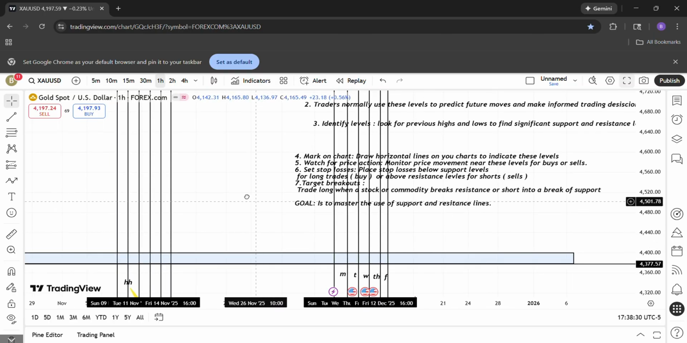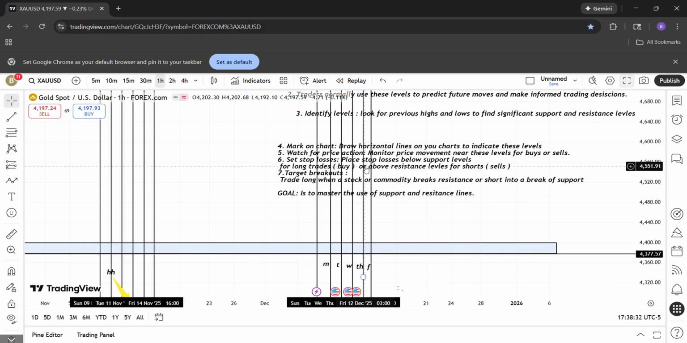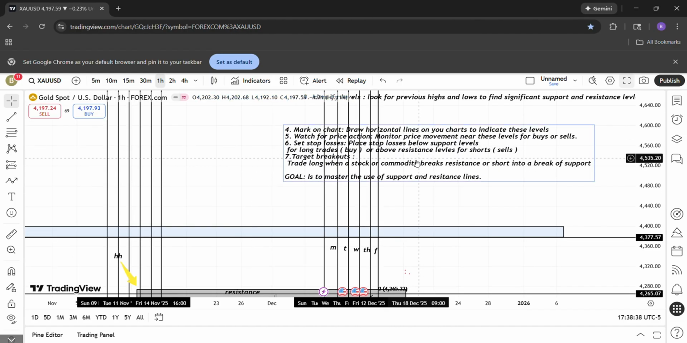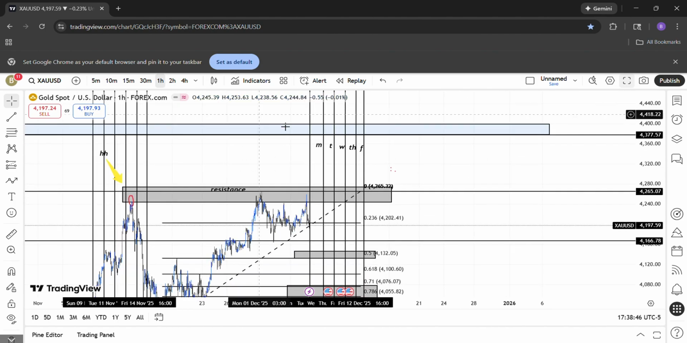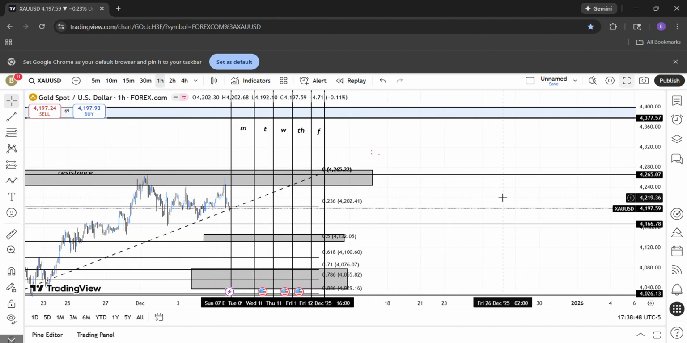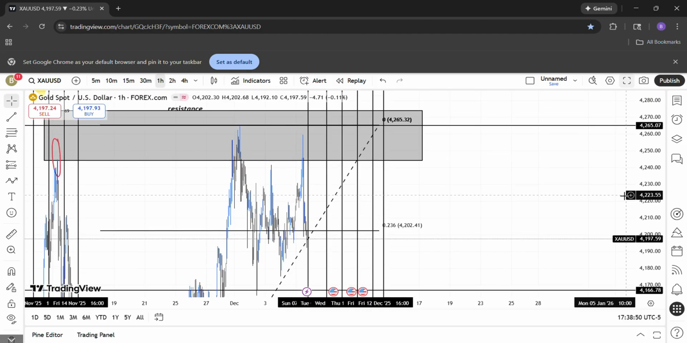And to sum it all up, number 6, set stop losses. Place stop losses below support levels for long trades, and above resistance levels for shorts, right? So this is how we're going to the market. You will set your stop loss. You never want to risk.